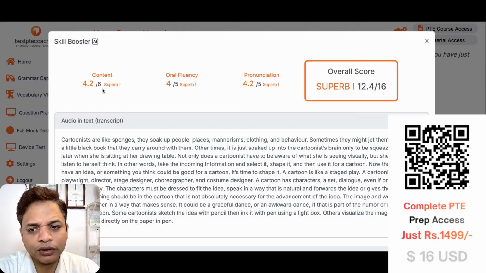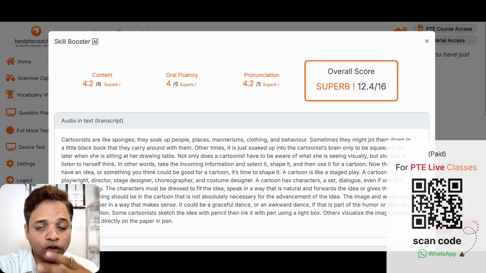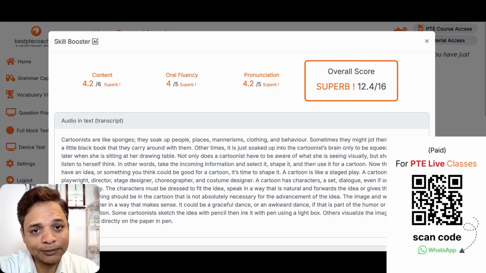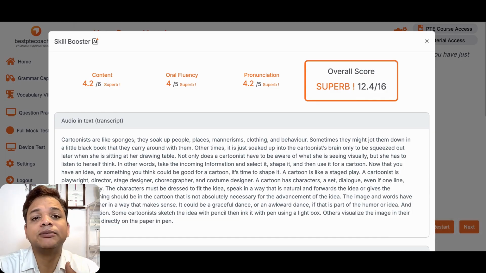Now, in this answer, you can see my overall score is superb. We designed this portal, this AI scoring mechanism, to always provide 15-20% lesser marks. Mostly 10-15% lesser marks you get than in the real examination.